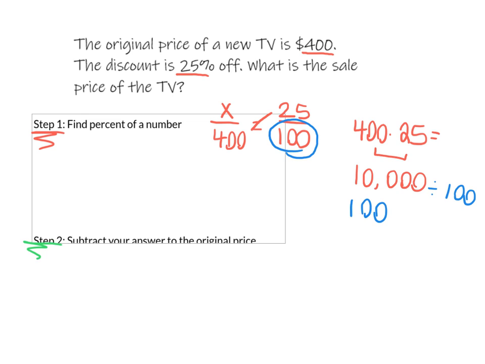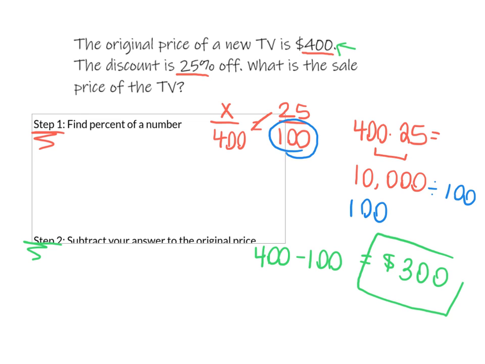Next, step two says to subtract your answer from the original price. So I'm going to subtract this 100 from my original price of 400. 400 minus 100 gives me 300. So the price of the TV on sale is $300.